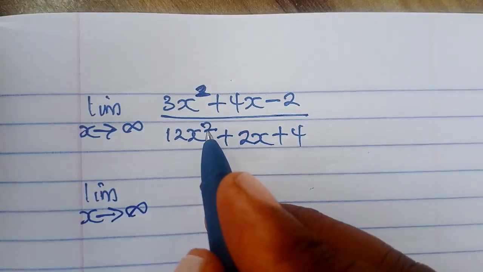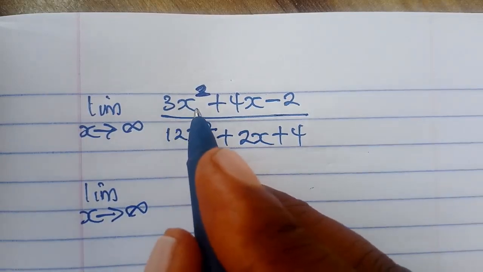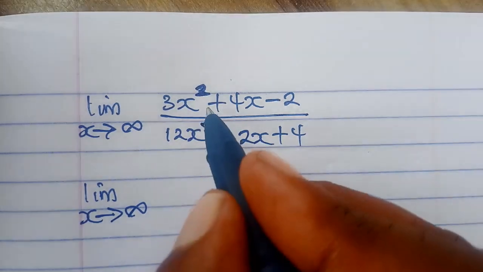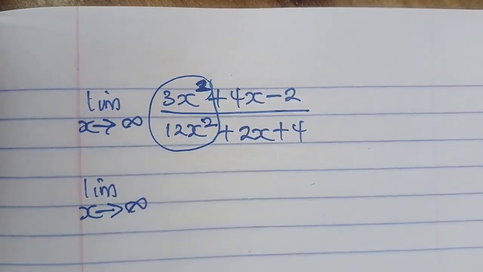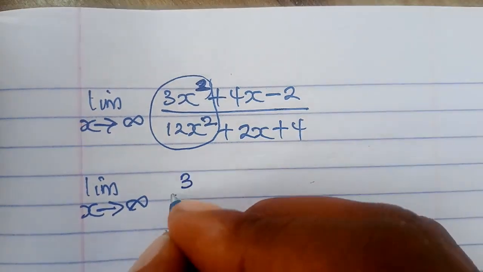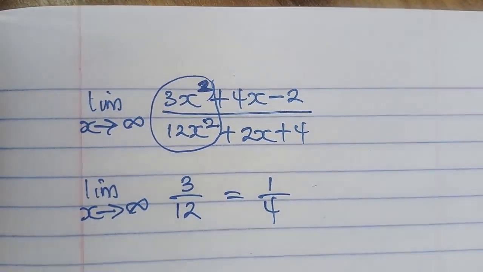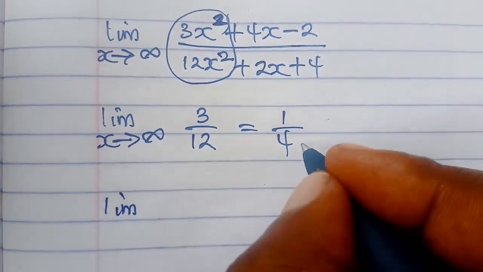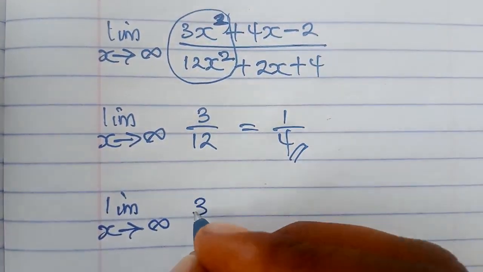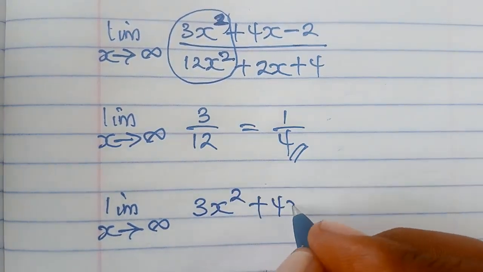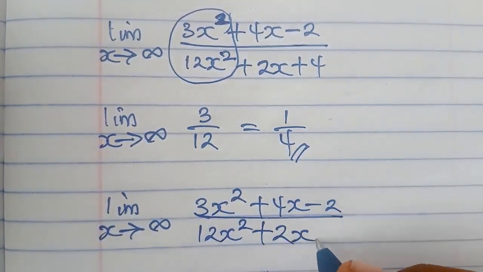Just check, the highest power of x at the denominator is x squared. The highest power of x, the degree, at the numerator is 2 also. So you can simply pick the terms that have the highest power of x and divide their coefficients, which is just 3 over 12, which is the same thing as 1 over 4. That is the answer. We can prove it by saying limit as x tends to infinity, 3x squared plus 4x minus 2 over 12x squared plus 2x plus 4.